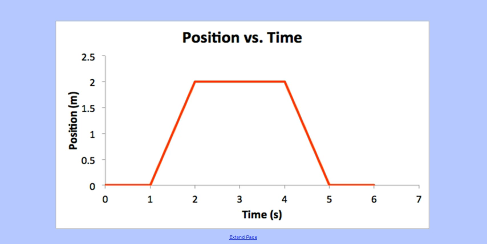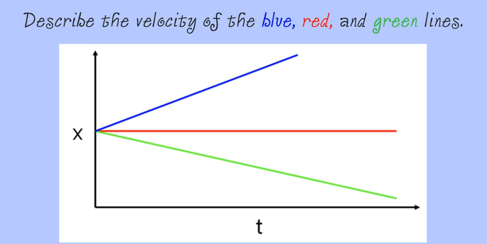Let's take a look at another position versus time graph. In this one, we're asked to describe the velocity of the blue, red, and green lines. Take a minute to pause the video and for yourself describe those velocities. You should have described the blue line as having a positive constant velocity. The red line is having a velocity of 0 because its position doesn't change. And the green line as having a constant negative velocity because it has a negative slope.